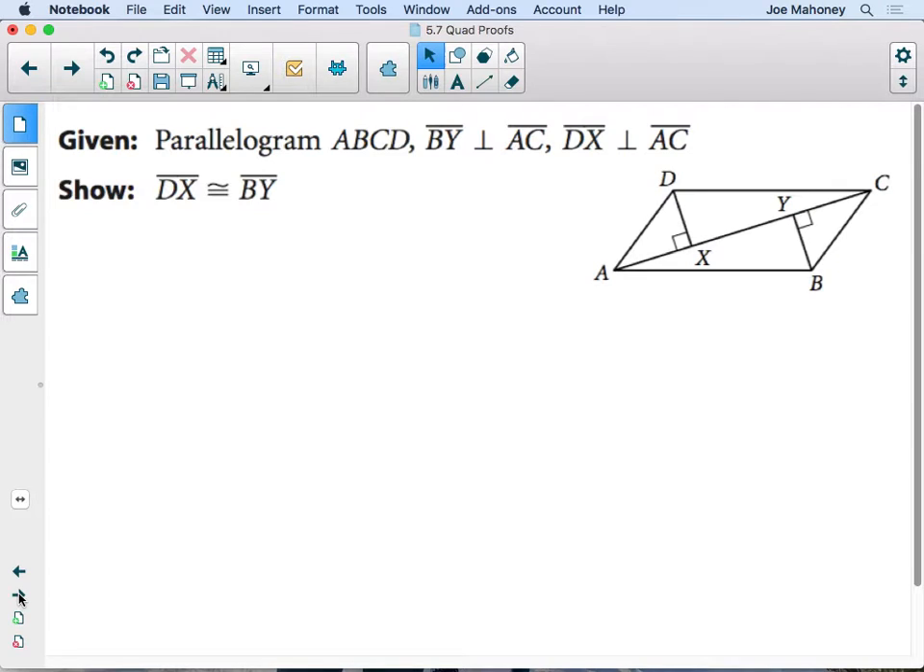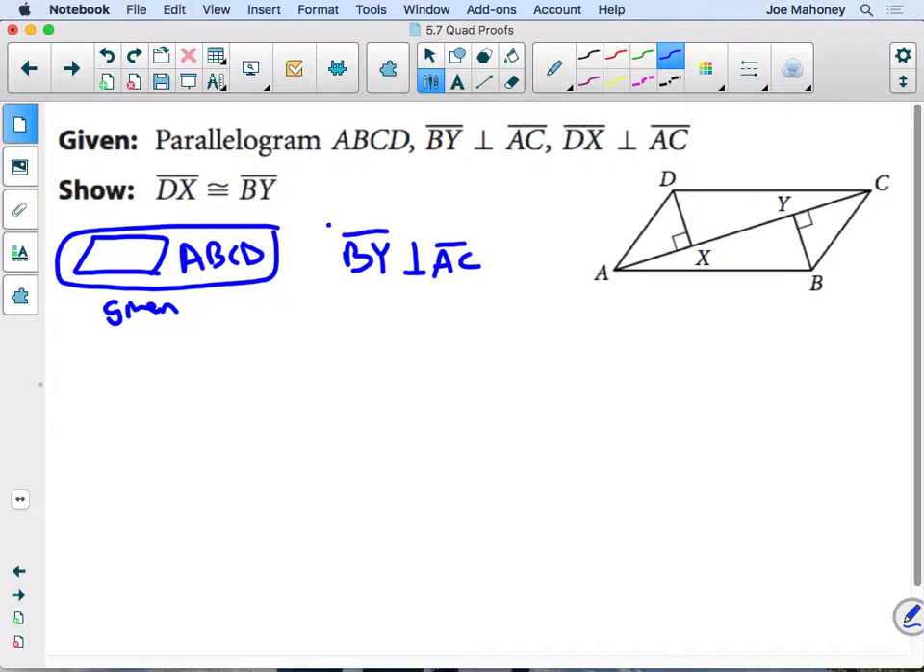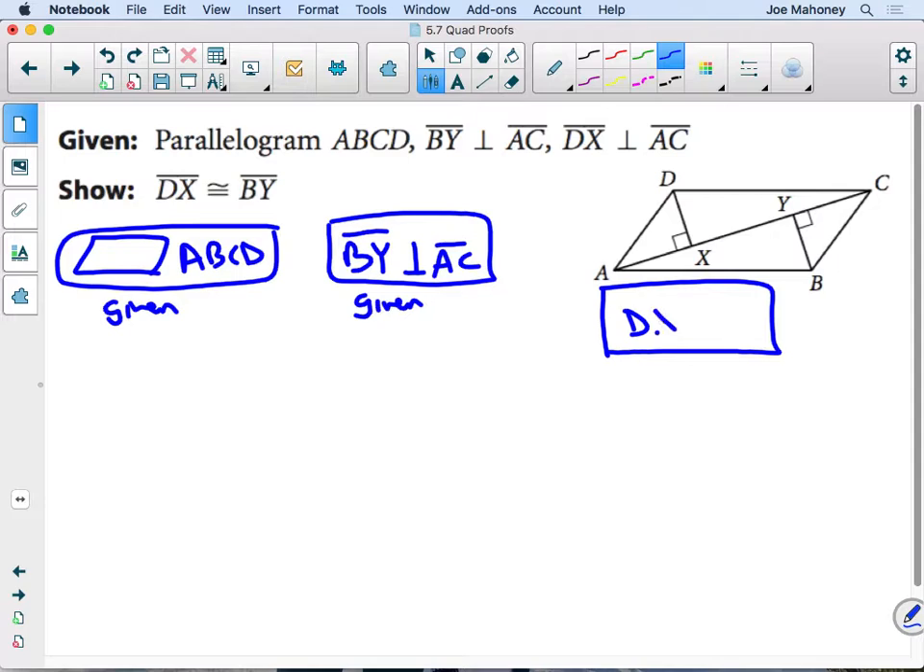So another proof where I'm given a parallelogram, so I know that those 5 statements are true. I'm given some perpendiculars as well. So I start with parallelogram ABCD. There's my given. BY is perpendicular to AC. That's given. I could put both of these in the same thing, but I like to show them a little bit separate because it helps kids keep them separate from each other, to work on them singularly.